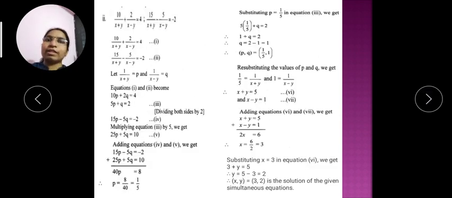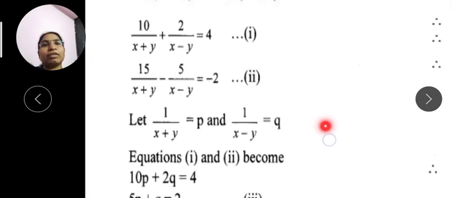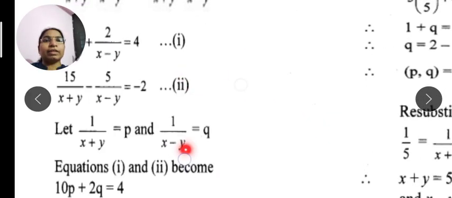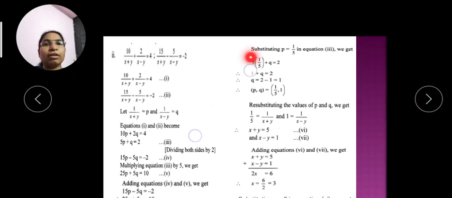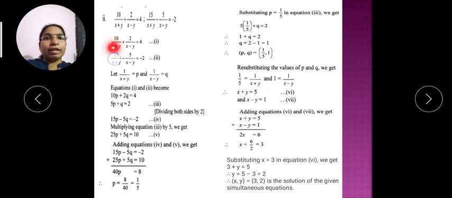Now the second equation, same way. Now instead of 1 upon x, what is here? 10 upon x plus y plus 2 upon x minus y is equal to 4, and 15 upon x plus y minus 5 upon x minus y is equal to minus 2. Listen, students, these denominators should be the same for both equations. Then only you can use this method. If here it is x plus y and here 1 upon x, we can't use it.